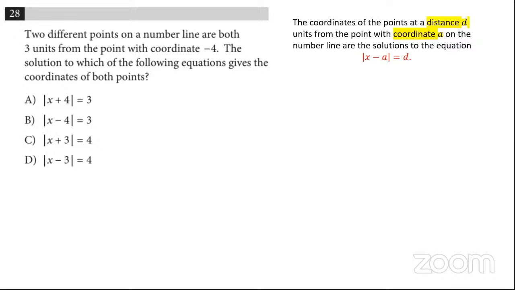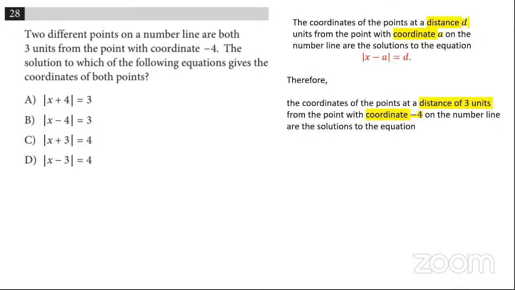Here a equal to -4, d equal to 3. Okay, so the answer would be modulus of x plus 4 equal to 3. Yes, because here the distance is 3 units and the coordinate is -4. Just substitute. We get modulus of x minus -4 equal to 3, which is basically modulus of x plus 4 equal to 3. So the answer is option A.